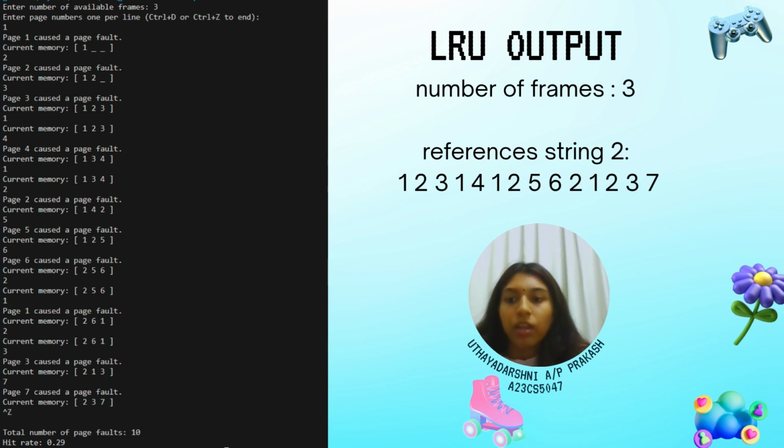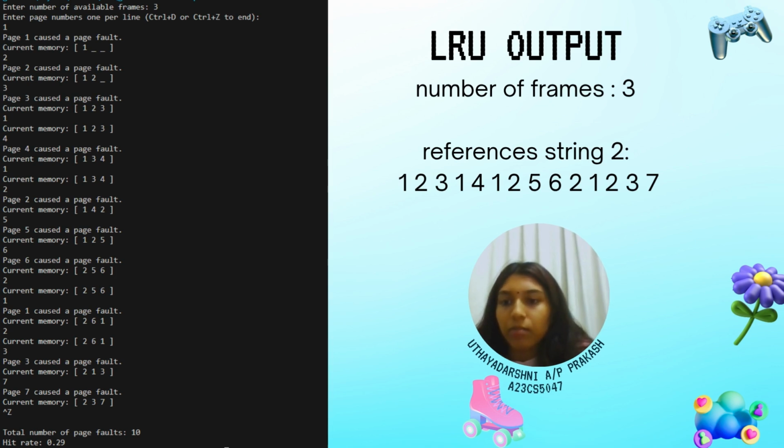So step 4, I entered 1. So page 1 is already in the memory, so nothing changes, it remains the same. Step 5, page 4 is not in the memory. So the memory is full, so we remove the oldest used page, which is page 2. So we load page 4 and the current memory becomes 1, 3, and 4. Step 6, page 1 is already in the memory, so nothing changes. Memory stays as 1, 3, and 4.